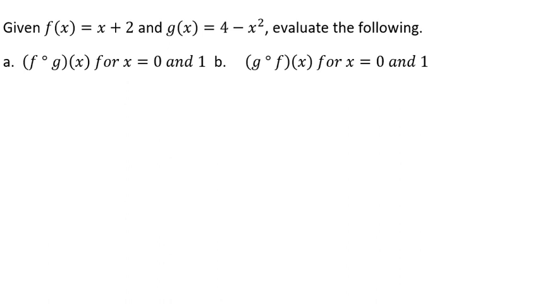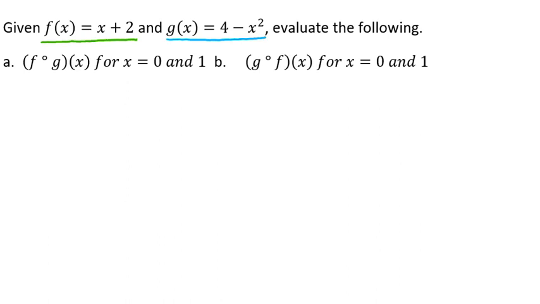In this video, we're going to go through the composition of functions, where we'll be composing f composed with g of x and g composed with f of x. So here we see that we have f of x equals x plus 2 and g of x equals 4 minus x squared. And so our first equation is f composed with g of x.